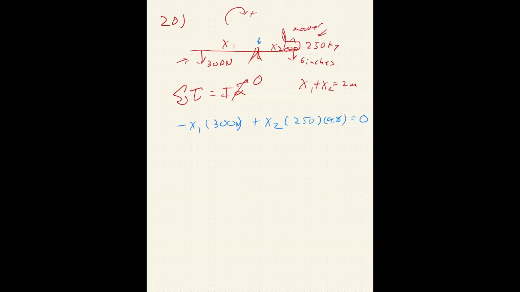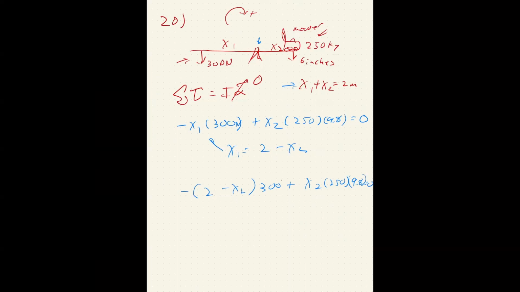So once again, I have 2 equations, 2 unknowns. So let's solve this equation first. We're going to do the same thing. We'll solve it for x1 this time. x1 equals 2 minus x2, and we're going to stick that back in here. So we have negative (2 minus x2) times 300 plus x2 times 250 times 9.8 equals 0.